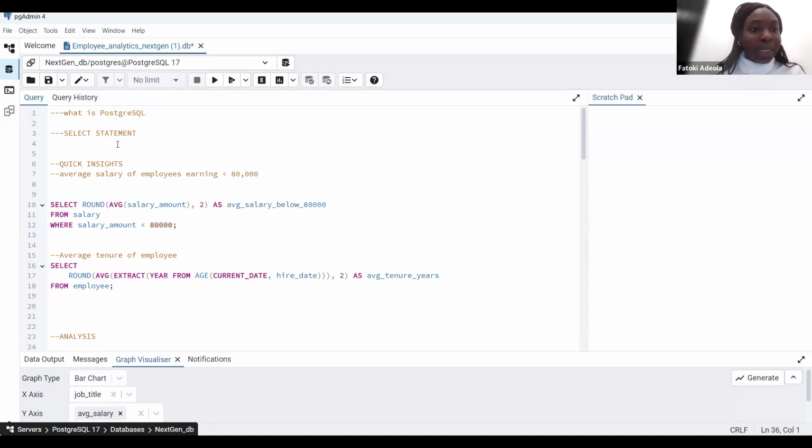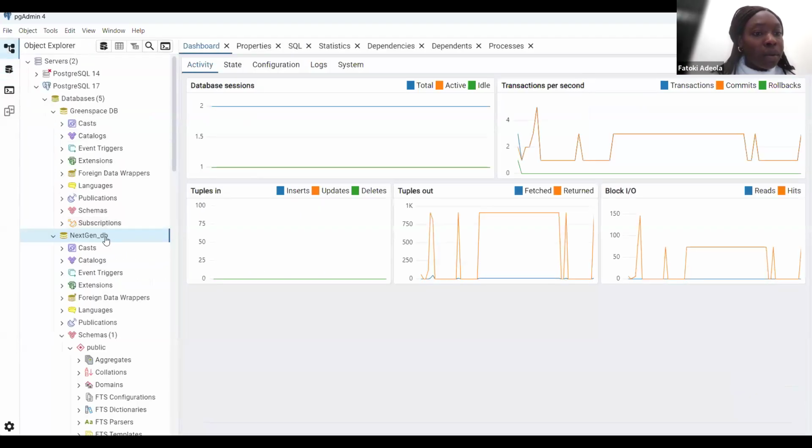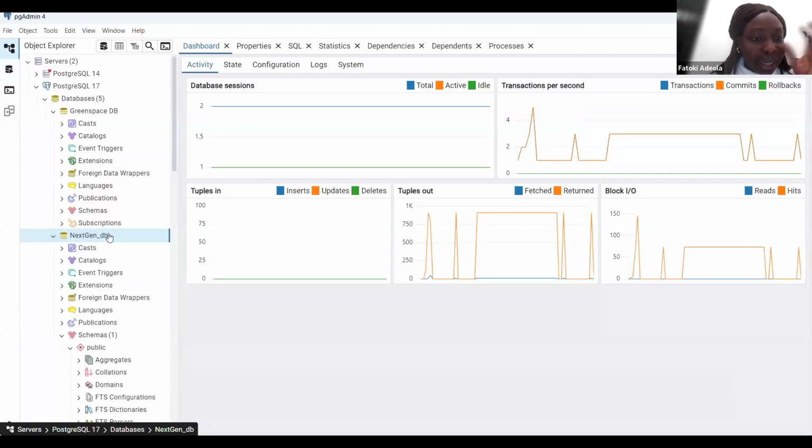So what I'm going to do is show you what a select statement is before I show you how I was able to come up with the salary analysis and some other analysis that I'll still show you. It's nothing much, and I'm not going to take your time. This is my database. It's called the GenZen Next Gen database.